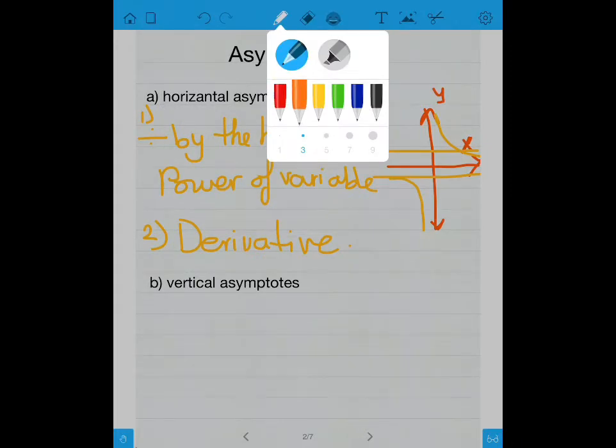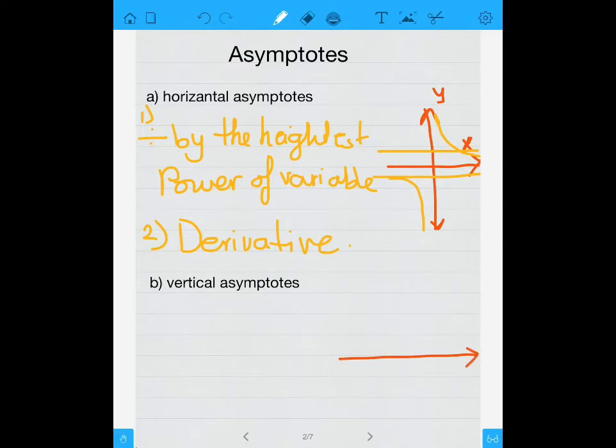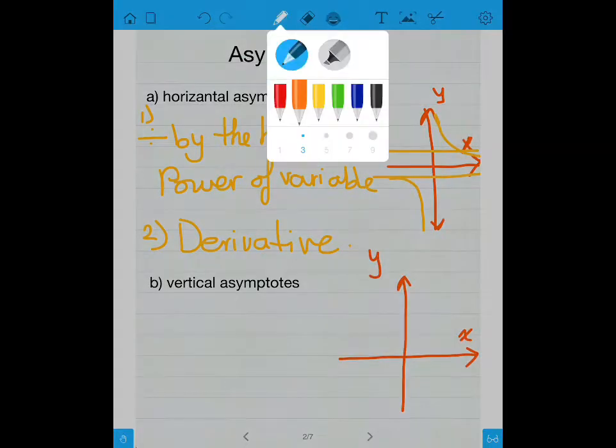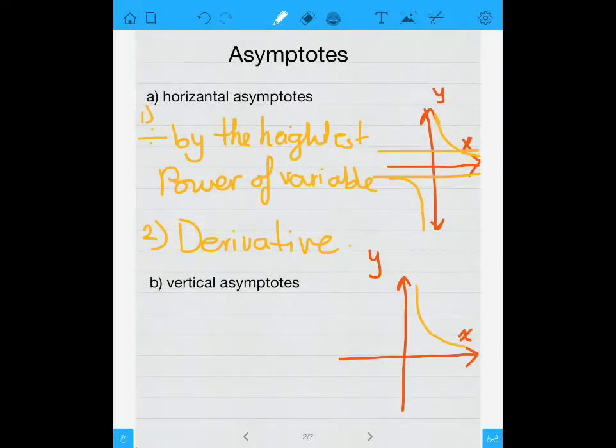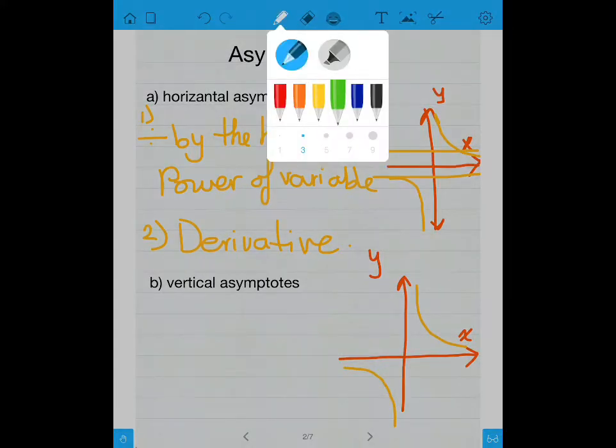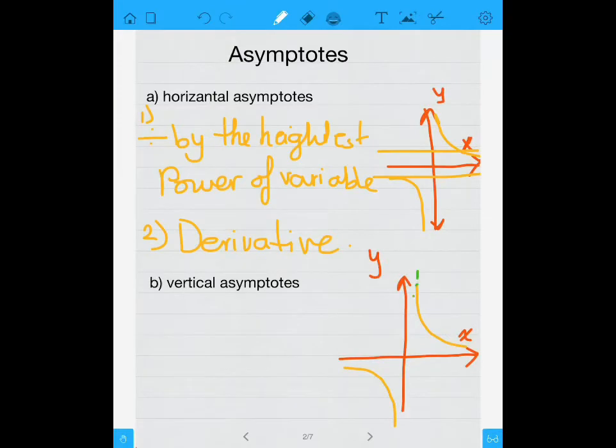See here the vertical now. Here we have x and here we have y. I will draw the figure for you like this. This is the vertical. For the vertical, we take the numerator and denominator, and we take the denominator equal to 0.